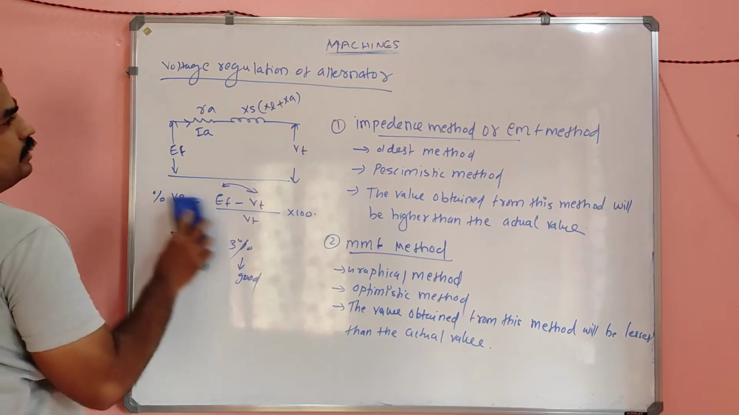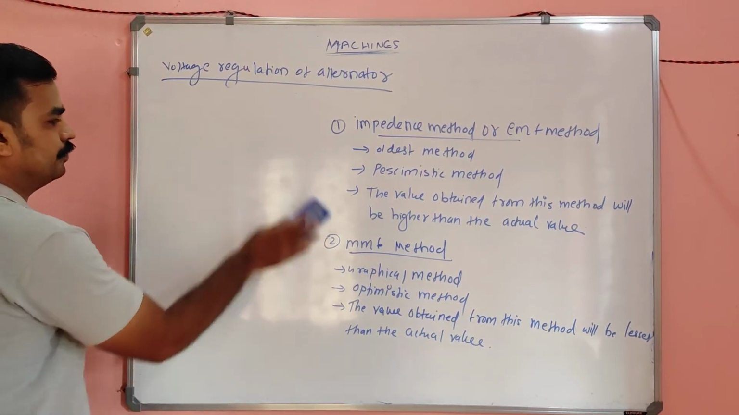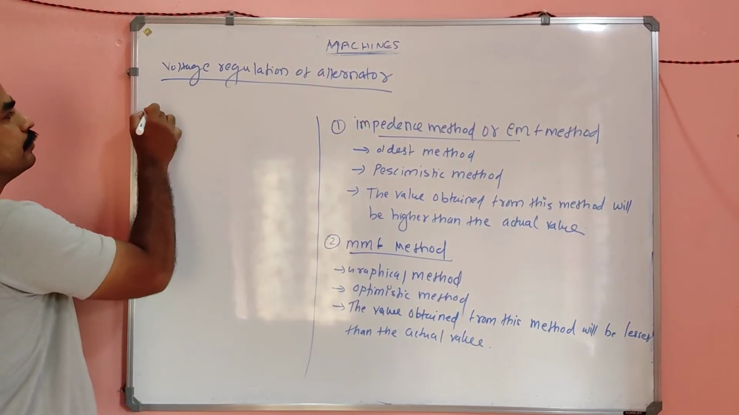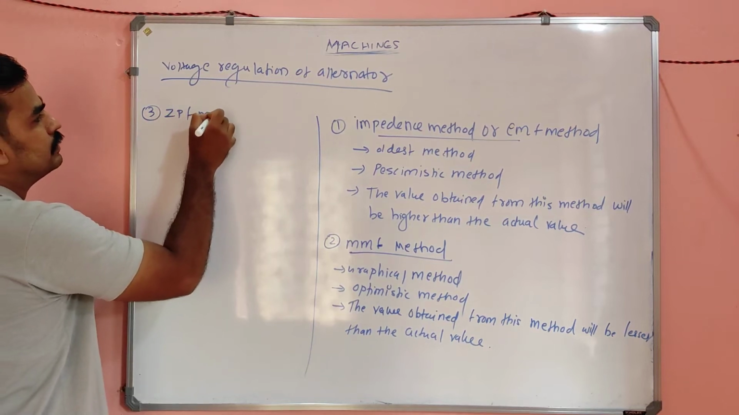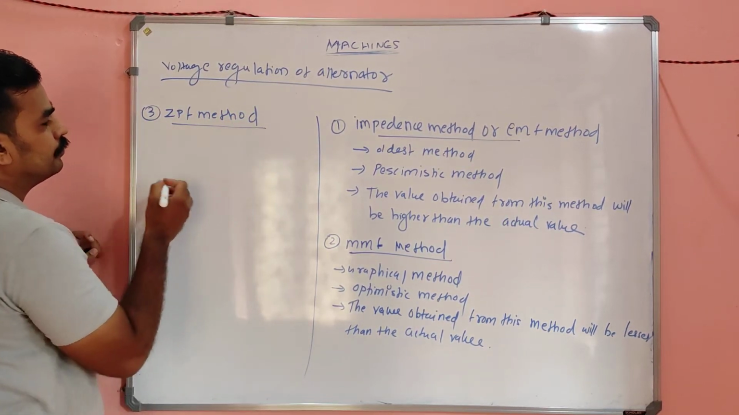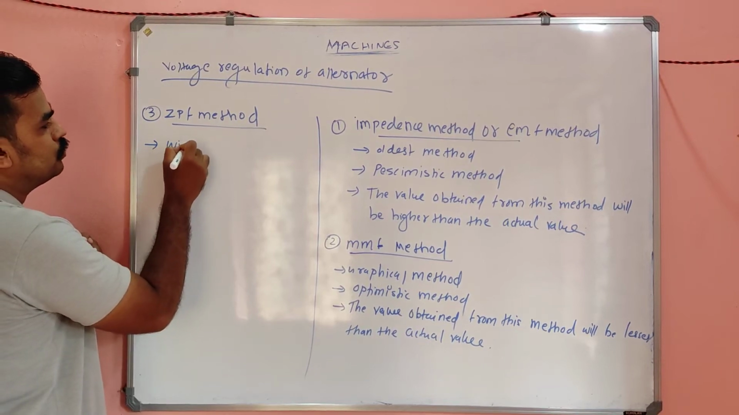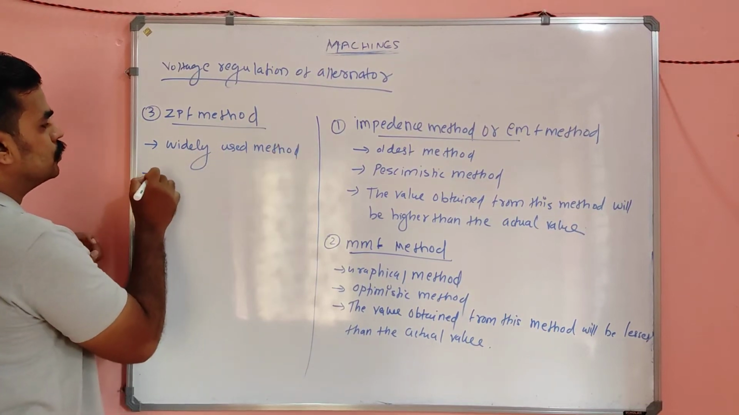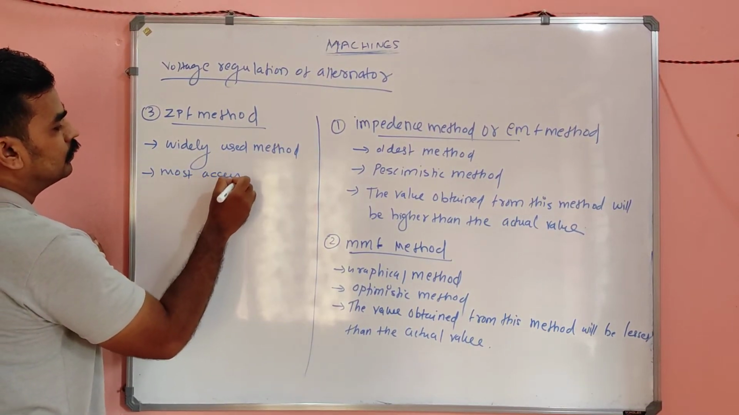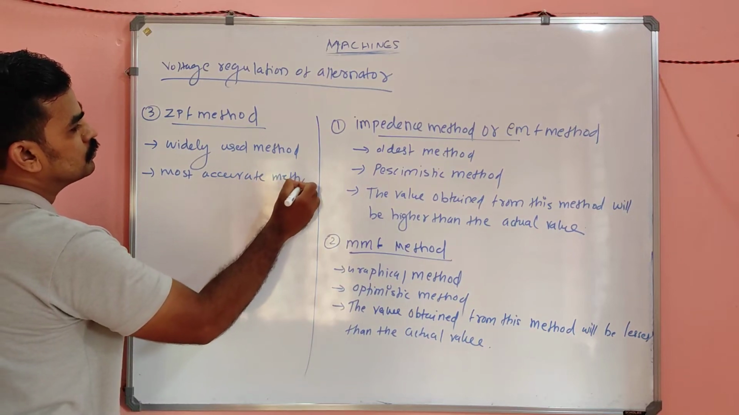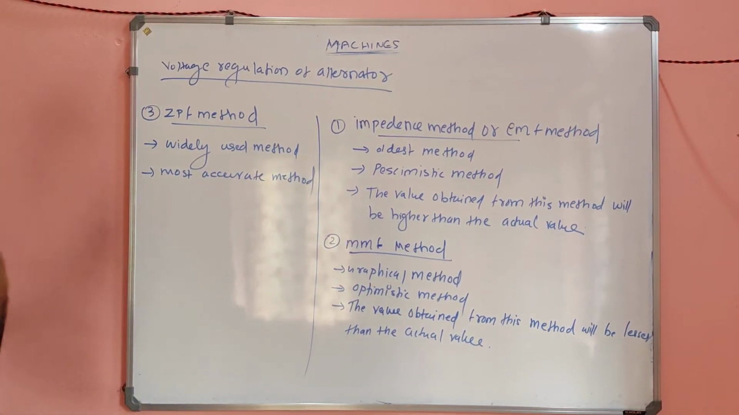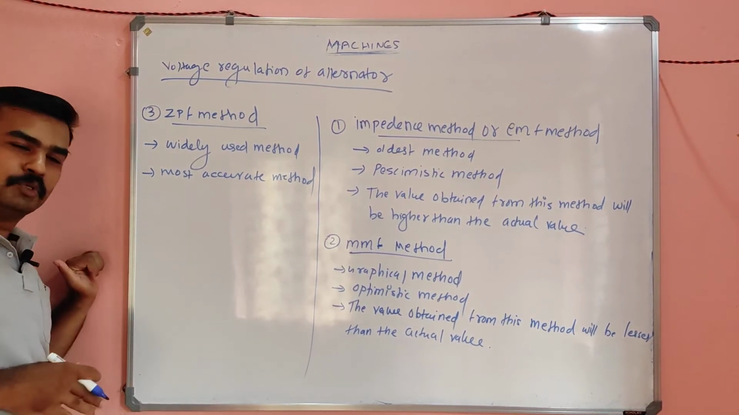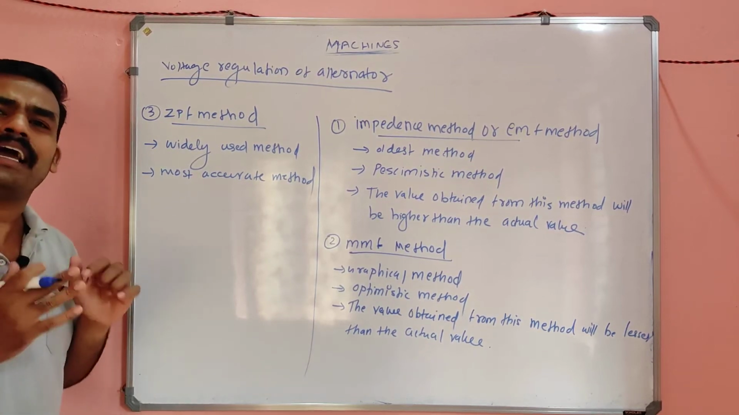And the third method is called the ZPF method. This is the widely used method and the most accurate method. It is a widely used and most accurate method. That means neither too optimistic, nor too pessimistic. You will get a normal value.